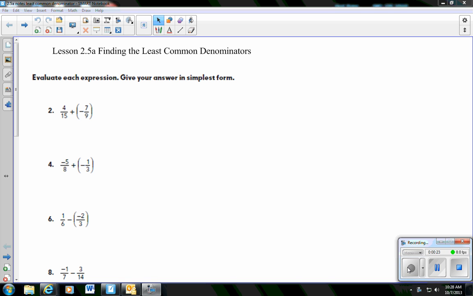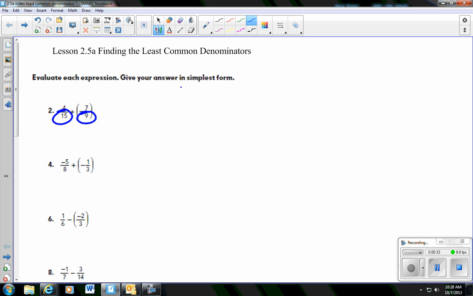If we look at the first problem there, number 2, we have 4/15 plus negative 7/9. Our denominators are the 15 and the 9. So we're going to look at 15 and 9 and find out their least common multiple, which would give us their least common denominator. There are two ways of figuring this out.